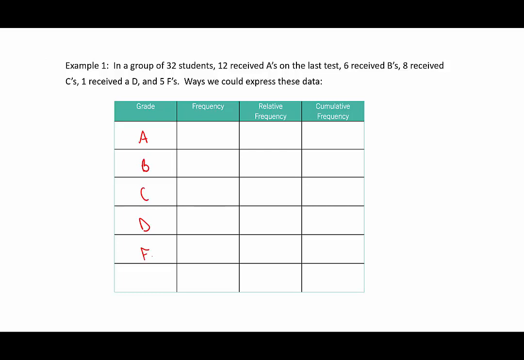And then I don't know why there's another column. I guess if students were absent, no, I don't know. That's okay. We'll just ignore that bottom column.